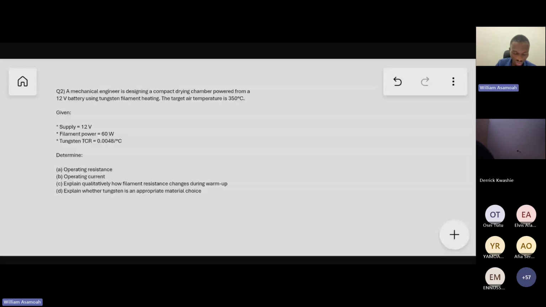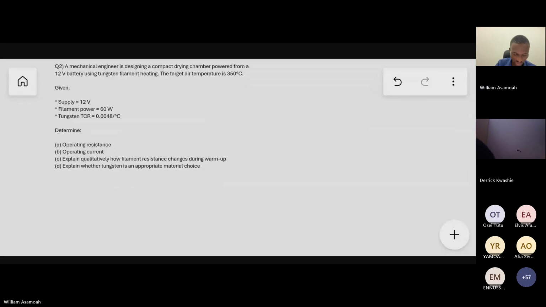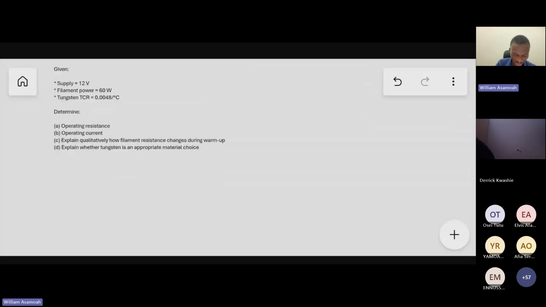Number one, determine the operating resistance. B, what's the operating current? C, explain qualitatively how the filament resistance changes during warm-up. Then explain whether tungsten is an appropriate material choice or not. You see, that's a very interesting question.